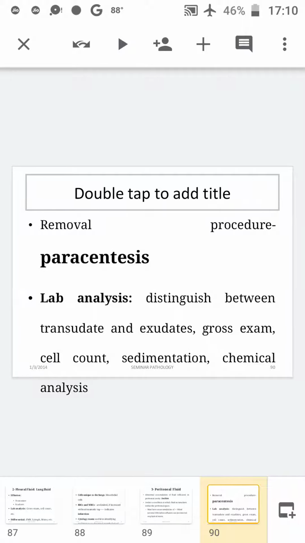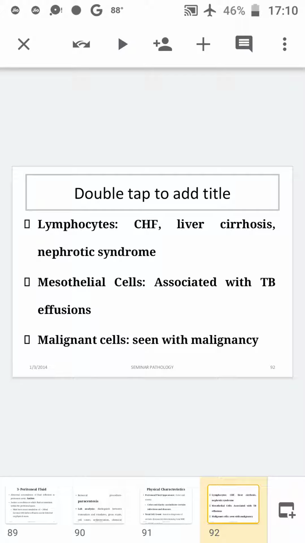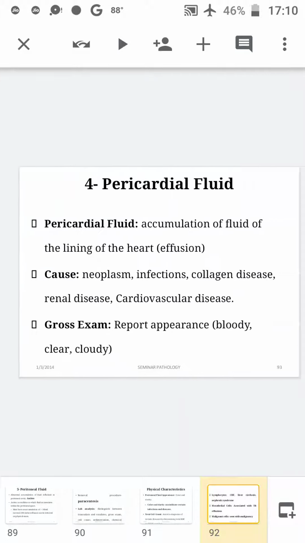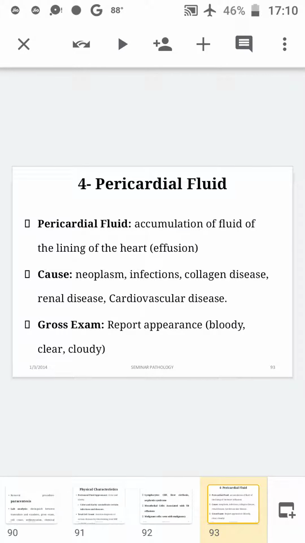Cell count you have to do, and look at the number of cells and which cells are predominant. Lymphocytes are predominant in CHF and liver cirrhosis. Here also you can see mesothelial cells; mesothelial cells seen in pleural and ascitic fluid are normal. And you have to look for any malignant cells. Malignant cells show more numbers of cells with irregular nuclear margin, pleomorphic nucleus, increased NC ratio, and prominent nucleoli.